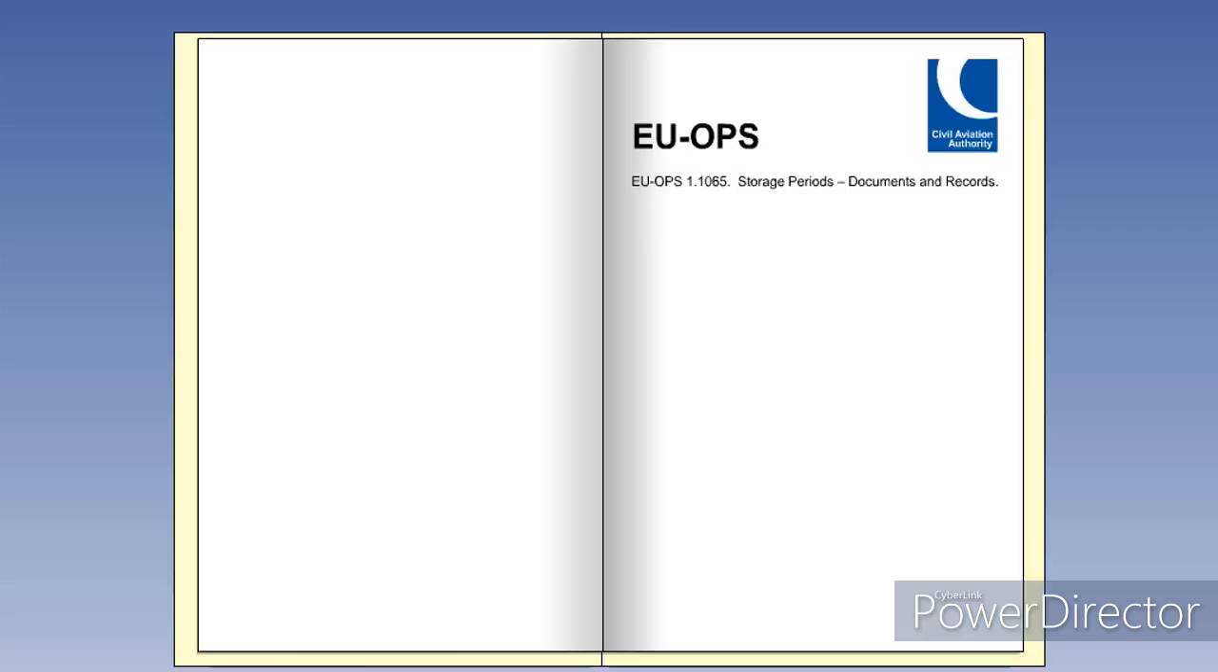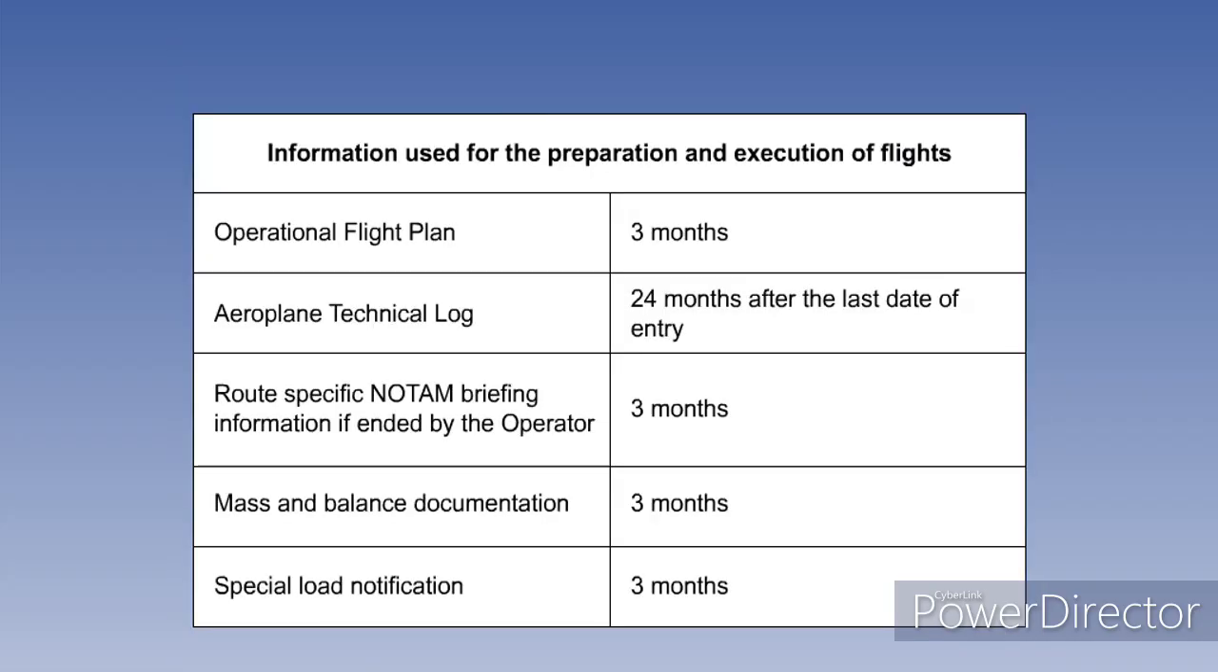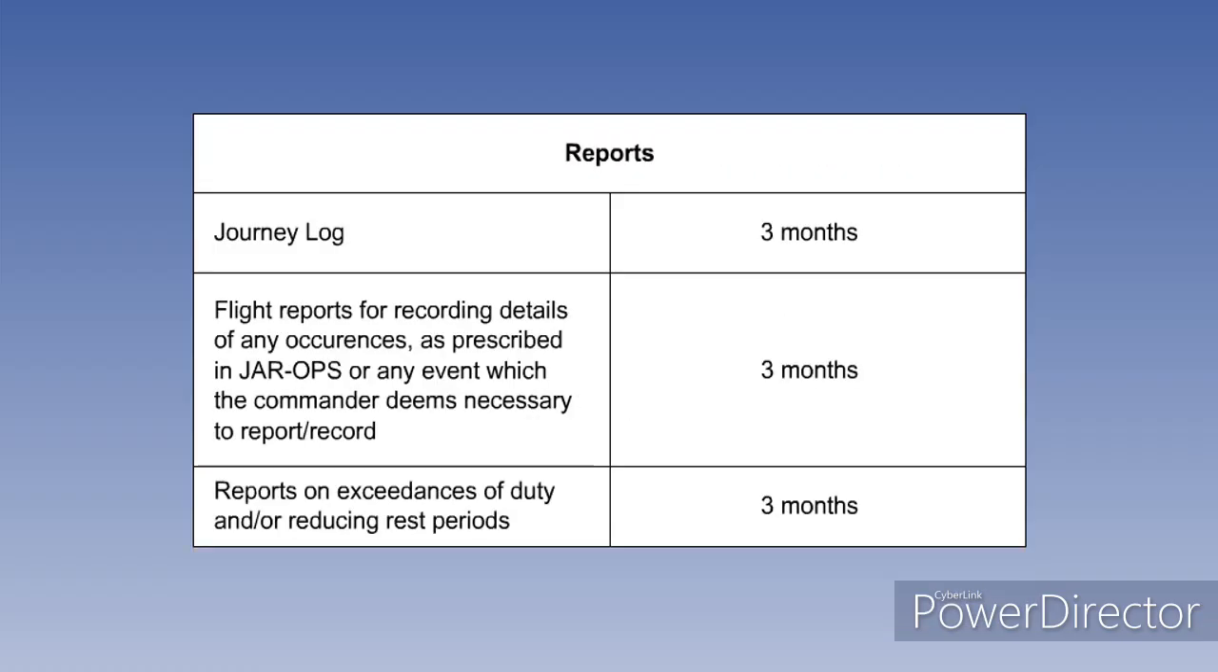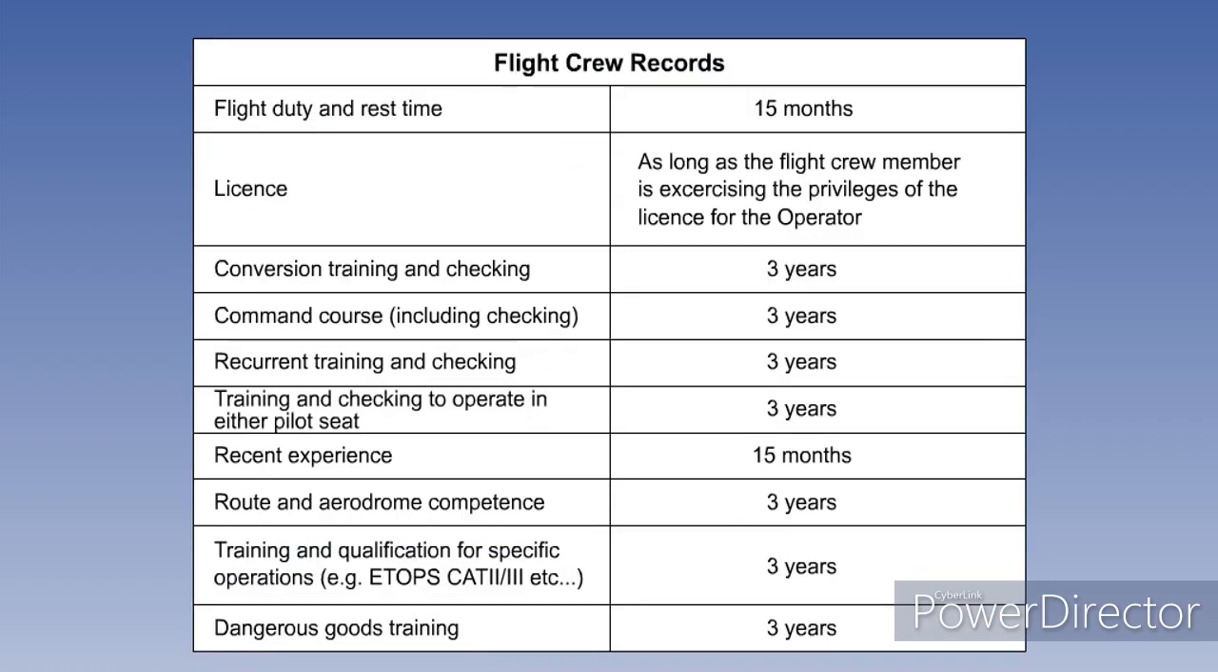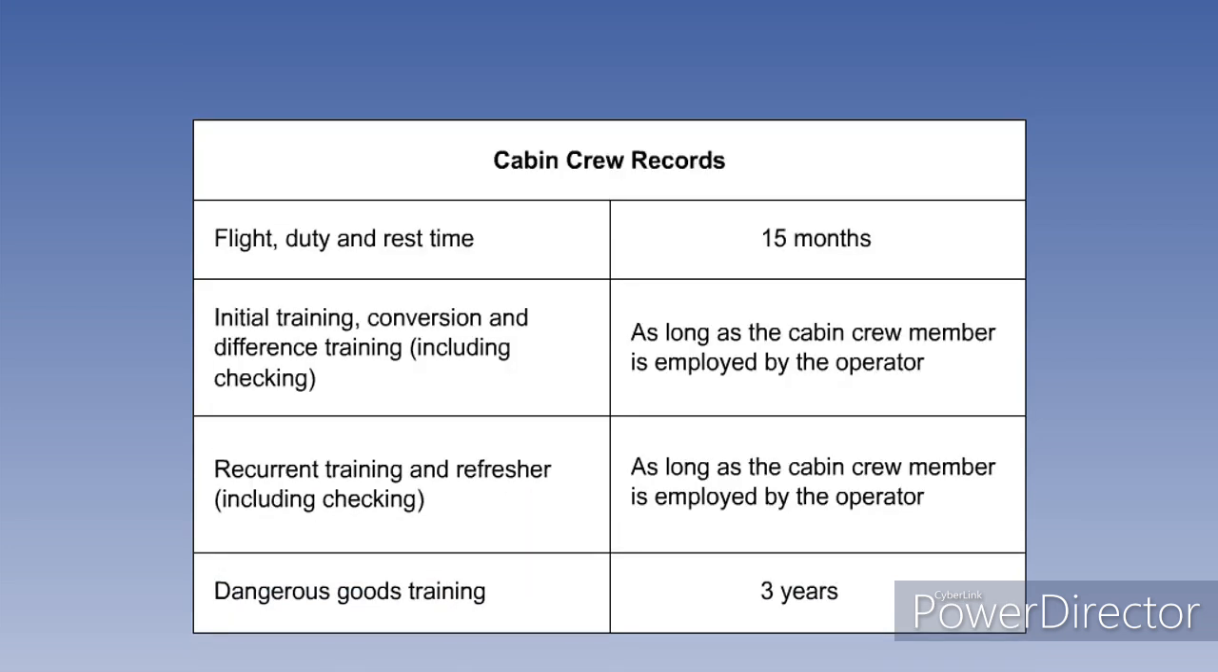ETOPS lay down minimum periods that operators must store all documents and records. Students are required to have knowledge of the storage period, and although the list is rather long, fortunately the majority of storage periods are for 3 months. The required periods of storage are shown on screen, starting with information used for the preparation and execution of flights, and continuing with reports, then flight crew records, and finally cabin crew records.